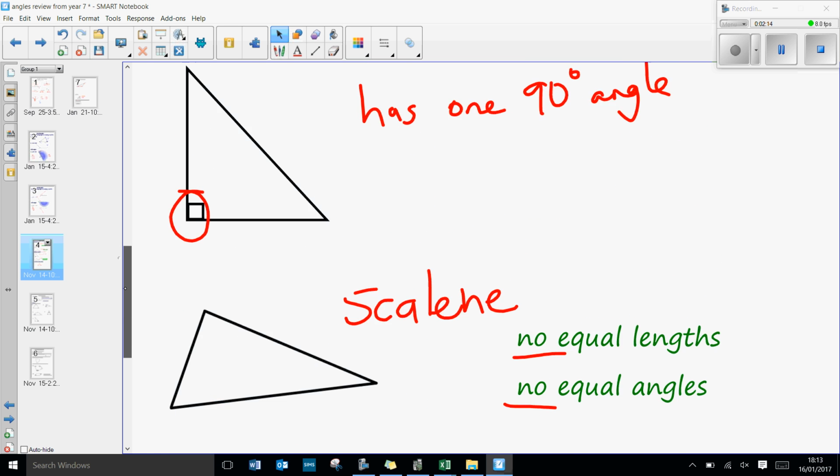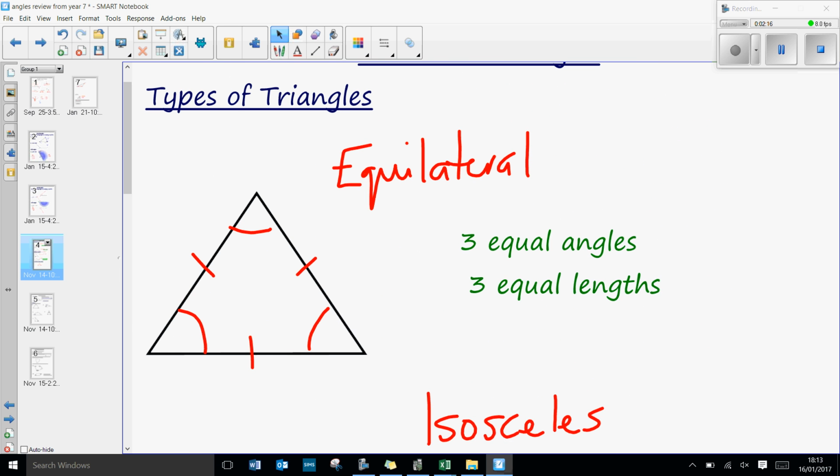Let me just go back up to the equilateral triangle. If we know that there are three equal angles, again, we know that the angles in a triangle add up to 180. So if they're all equal, then each one would be 180 divided by 3, which is 60 degrees.